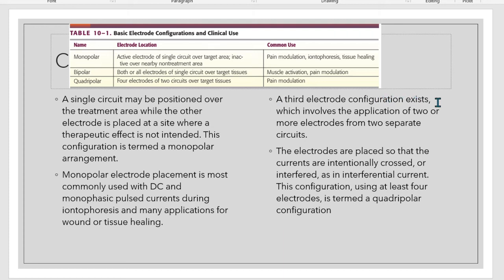A third electrode configuration exists which involves the application of two or more electrodes from two separate circuits. The electrodes are placed so that the currents are intentionally crossed and are referred to as interferential current. So, yan siya sa quadripolar. So, common na siya, as I mentioned a while ago, sa iontophoresis and sa IFC.